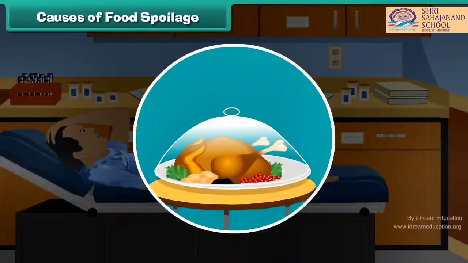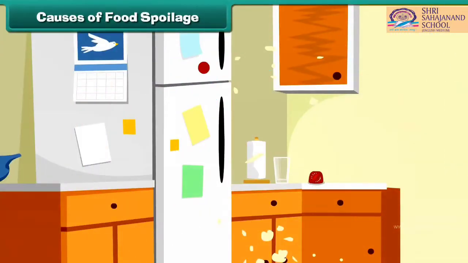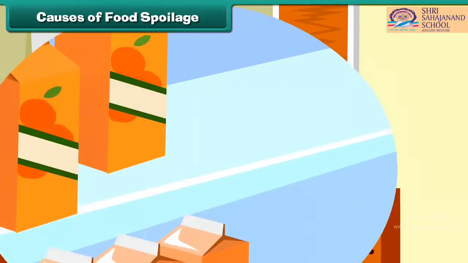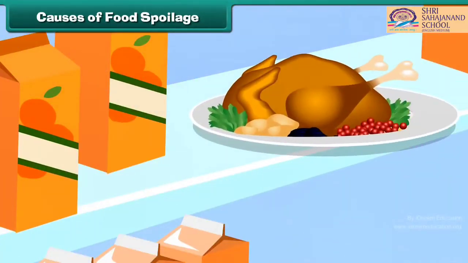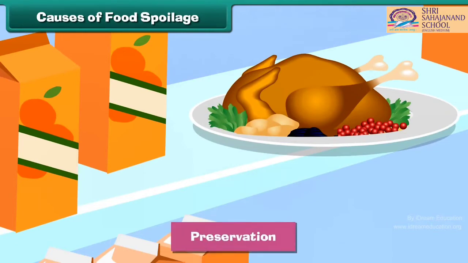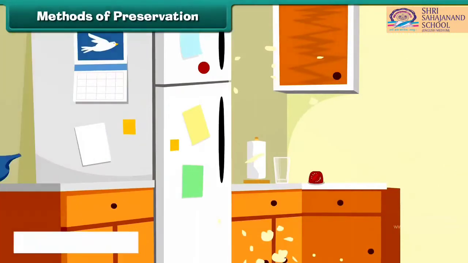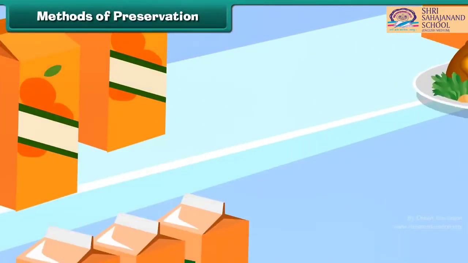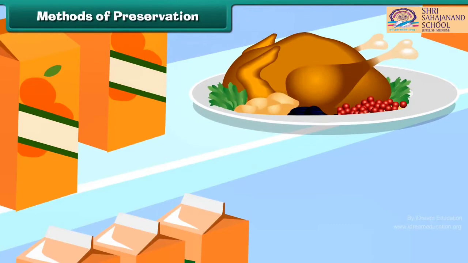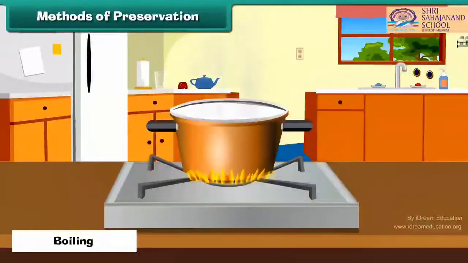We can protect food items from getting spoiled by preserving them. The process of keeping the food in a way that saves its nutritive value for a long time is called preservation. Methods of preservation. Freezing. The food remains fresh, free from germs for some days when we refrigerate. Boiling. By this method, we can preserve food for a short period of time. If we do not boil milk, it gets spoiled.